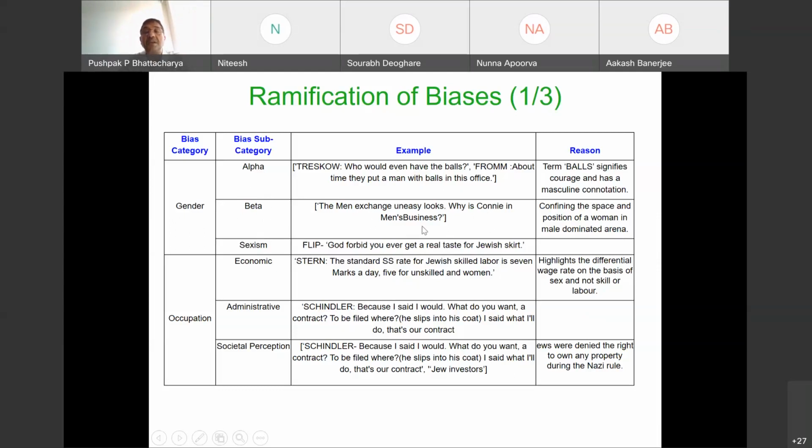Why is Connie in men's business? So Connie is presumably the name of a woman. And why is she in men's business? So this is a loaded or biased statement. Okay. Alpha, beta, sexism, etc. These are for later discussion.